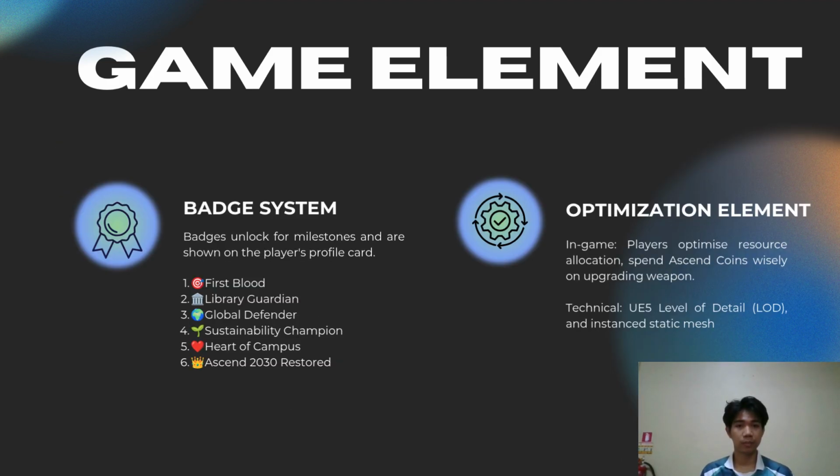Our badge system rewards six milestones, which are First Blood, Library Guardian, Global Defender, Sustainability Champion, Head of Campus, and also SN 2030 Restored. The badges are tiered from Bronze to SN Rarity. And for optimization, we use Unreal Engine 5 Nanite LOD scaling to maintain smooth frame rates and fast load times across all devices.